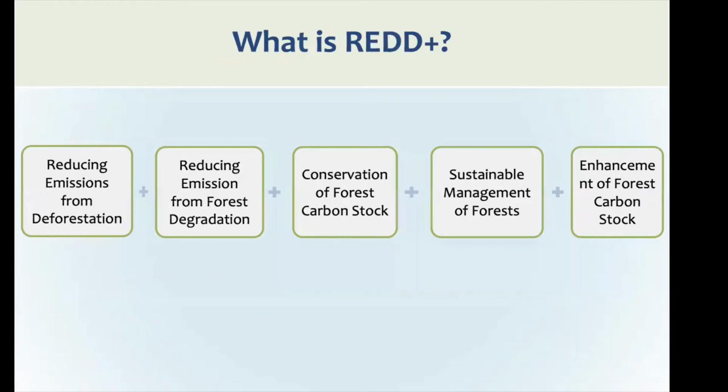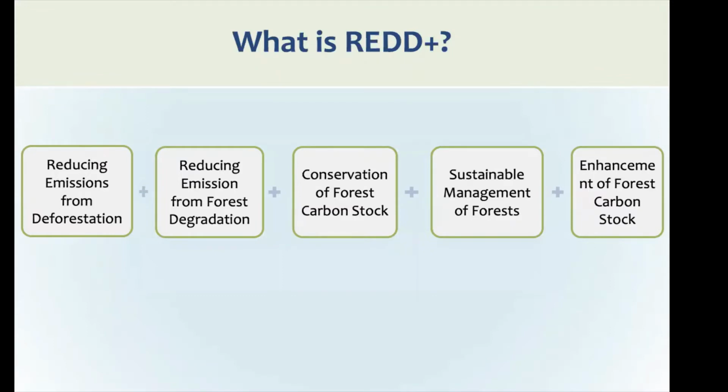So first of all, I will start my slides. This is very basic and fundamental things about REDD. There are 5 activities in the REDD Plus program. The first one is reducing emissions from deforestation, and then reducing emissions from forest degradation. This is the REDD. Originally it was initiated around 2005.